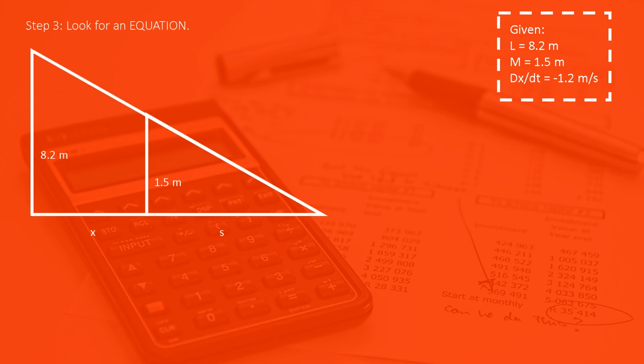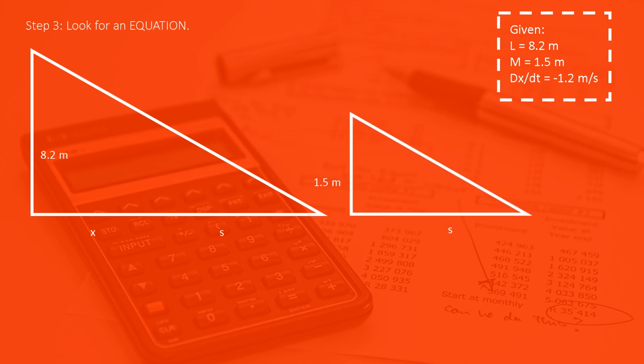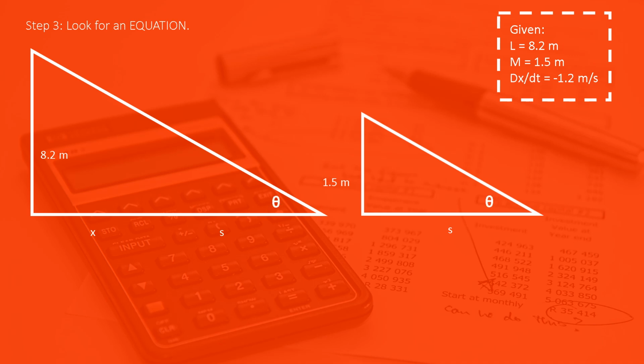Notice that this bigger triangle right here is proportional to the smaller one right here. If we're going to look at them one by one, these triangles are both right triangles. Also, they have the same theta. To find an equation, let's find any trigonometric function of the triangles and equate it, since we have similar triangles.